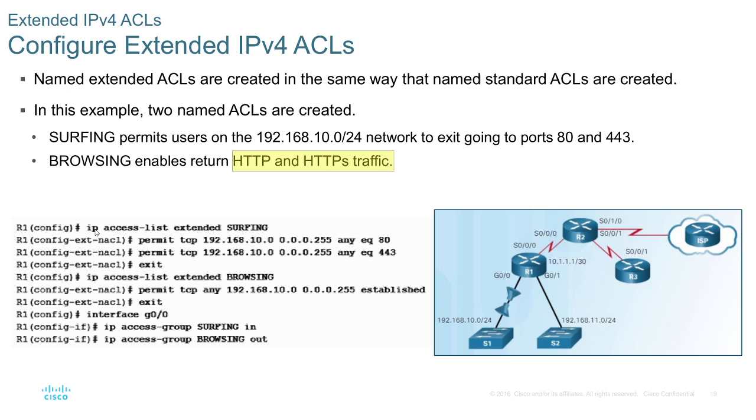So we will go and create IP access list extended surfing, and in that list we will allow this network to 80, this network to 443, and similarly we will create a browsing list. We will again use the established parameter to allow the responses, and then we'll go into the interface and assign the access groups, both the surfing as the inbound and browsing as the outbound.